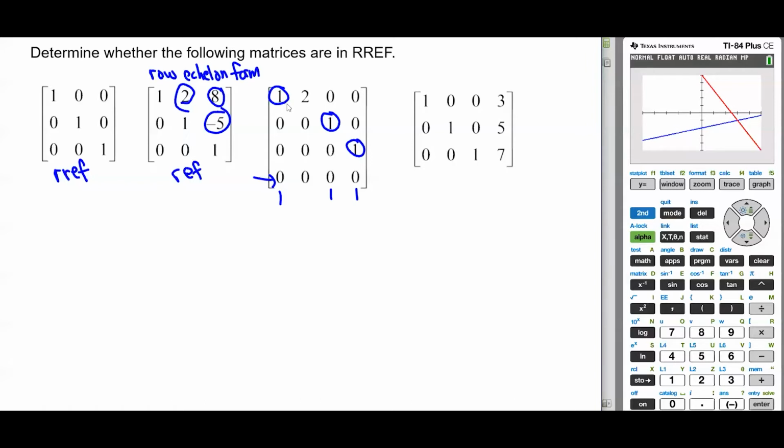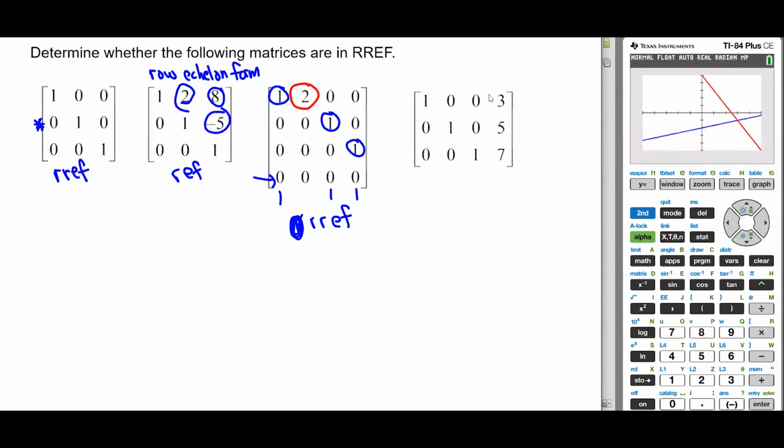Yes, we have this 2 in here, but its column does not contain a leading 1, so we really can't do anything with the 2. Okay, we can't get rid of that 2. So this is, in fact, in RREF. I got too many R's. RREF.